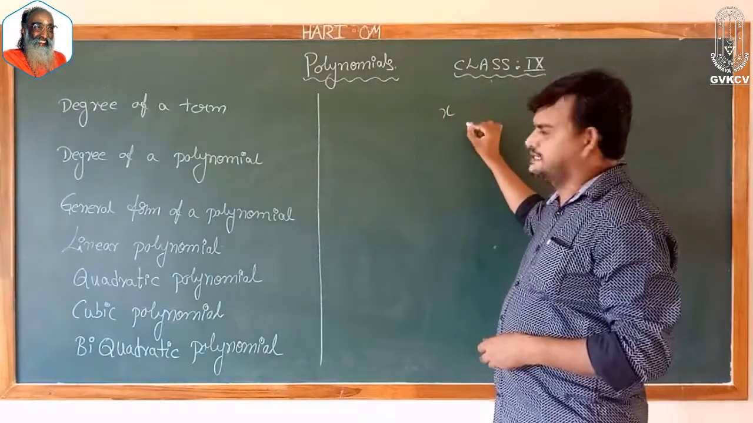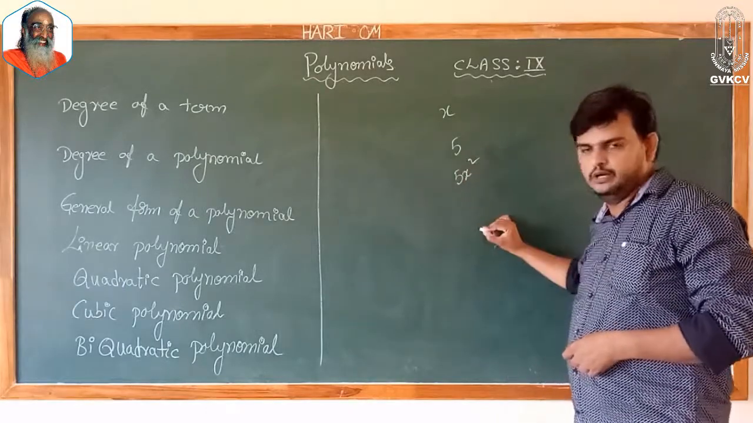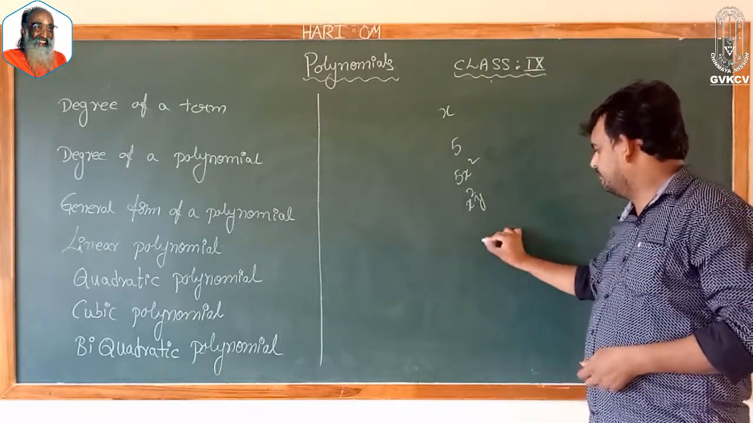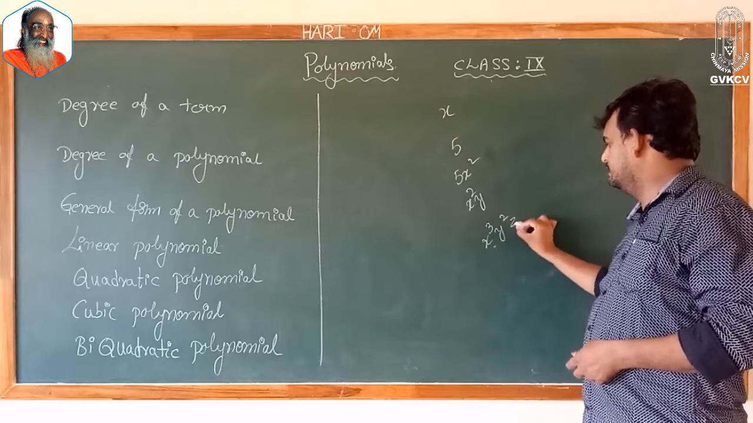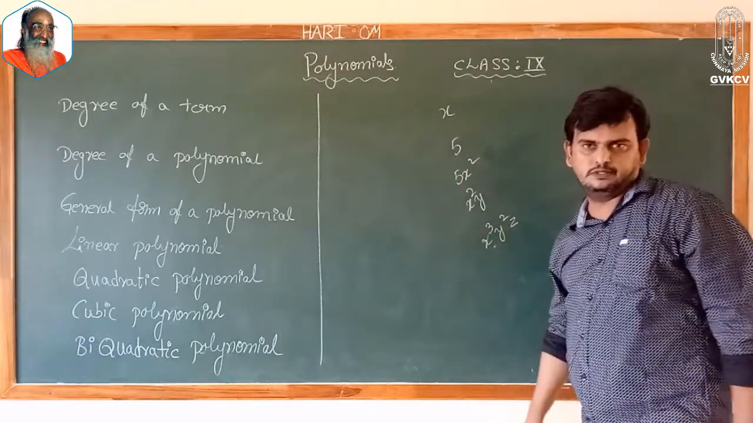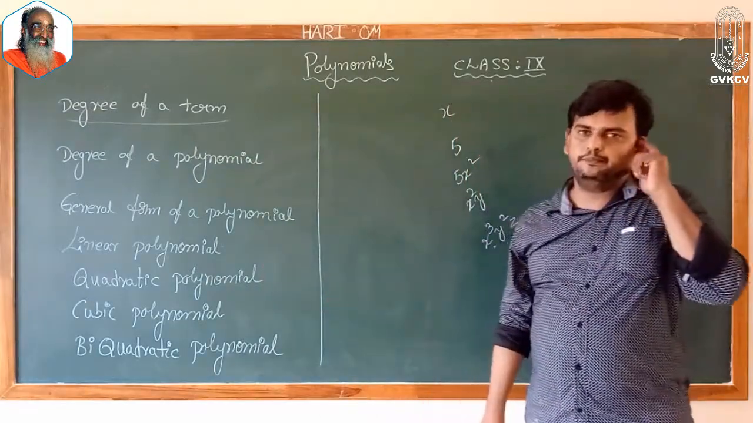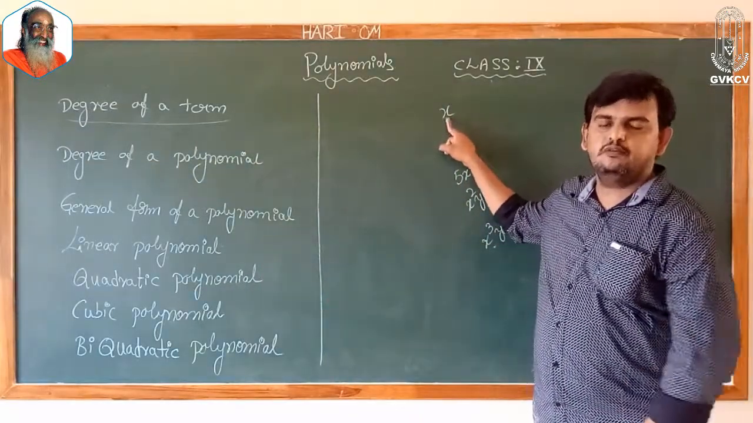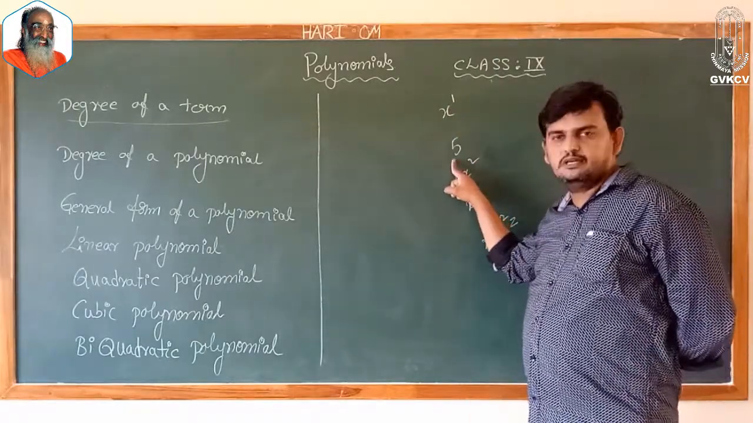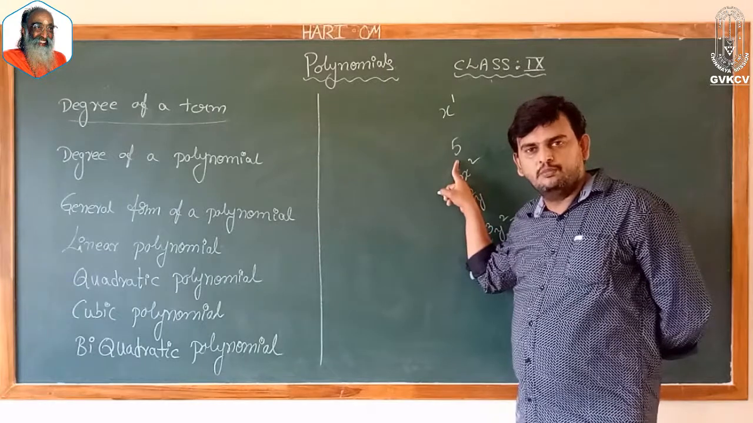Means x is a term, 5 is a term, 5x square is a term, x square into y is also a term, x cube y square z is also a term. All these are called terms. Now I want the degree of the term. What does it mean? X: what is the variable power here? 1. Here 5 is a constant. Do you find any variable here? No, there is no variable.